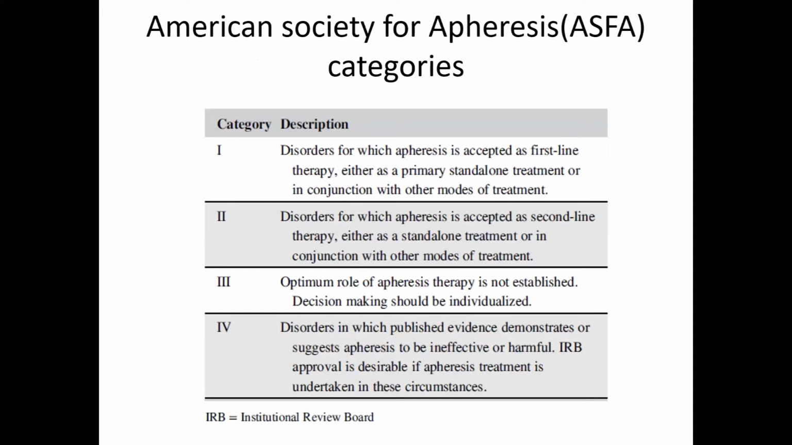According to the American Society of Apheresis, there are 4 categories of indication for plasma apheresis. Category 1, where apheresis is accepted as the first line of therapy, either as primary and standalone treatment or in conjunction with other modes of treatment. In category 2, plasma exchange is the second line of therapy. And in category 3, the optimal role of apheresis is not established, and category 4, it is not indicated at all.